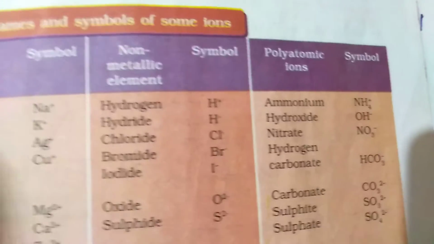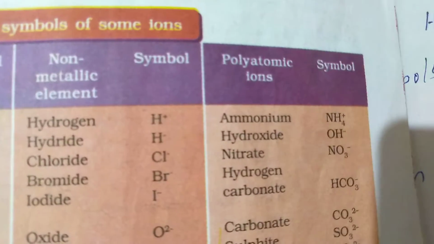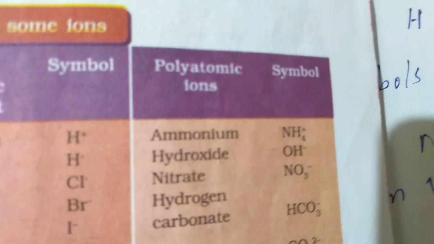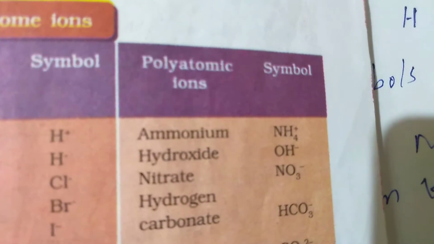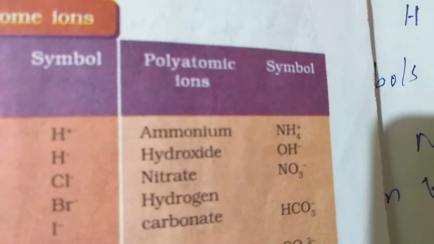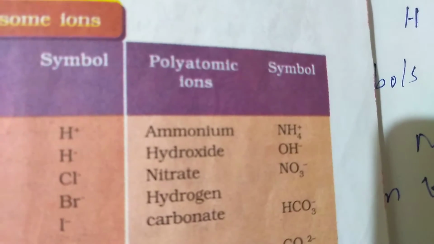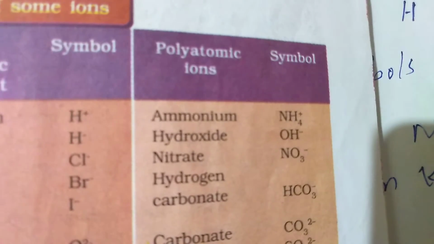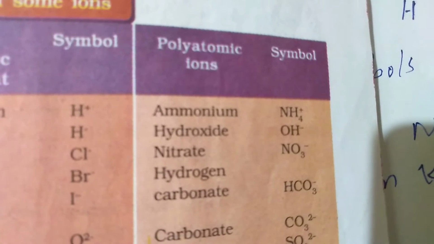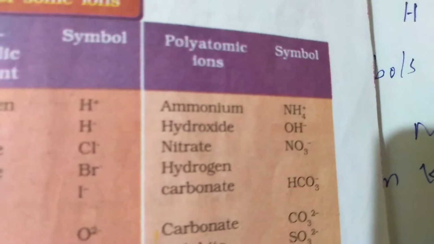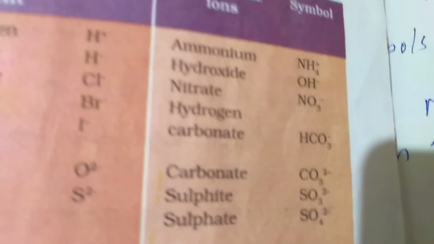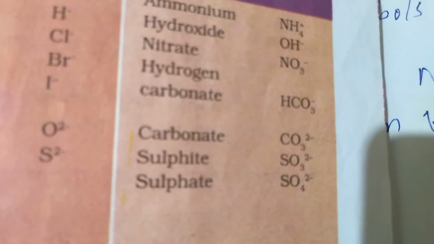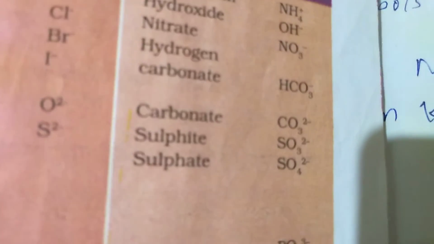Polyatomic, how can you write the polyatomic symbols? Ammonium is NH4+. The superscript plus means they are ready to give up 1 electron. Hydroxide, OH-, they are ready to take an electron. Nitrate, NO3-, this is also ready to take 1 electron. Hydrogen carbonate, HCO3-, written with minus upside, ready to attract 1 electron.